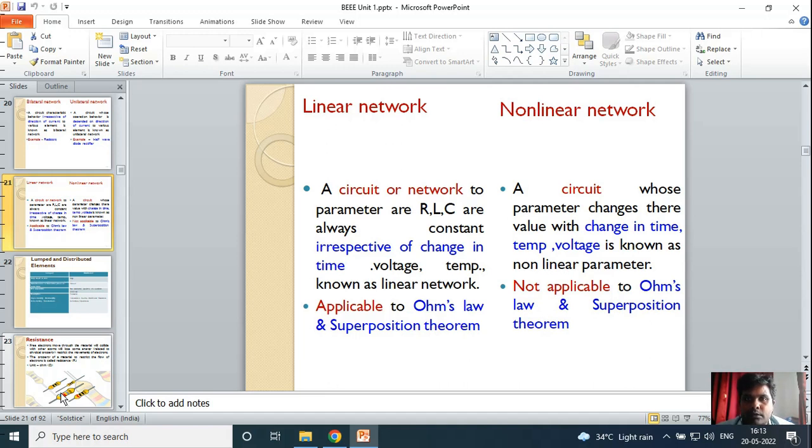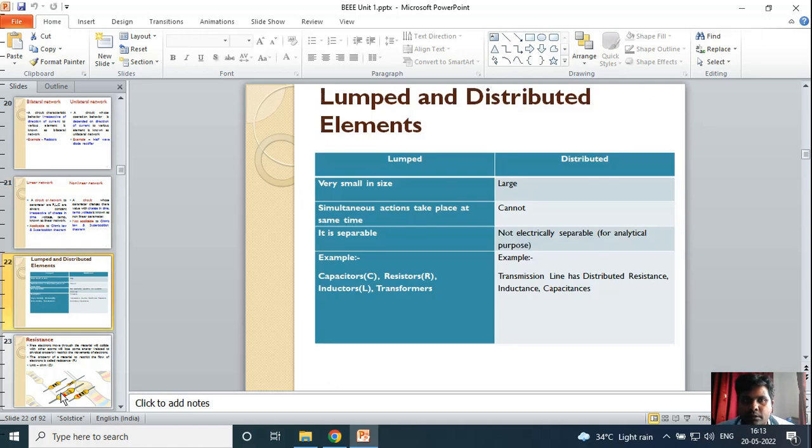Then lumped elements and distributed elements. Lumped elements are very small in size, distributed elements are very big. Lumped elements are separable, whereas distributed elements cannot be separated for analytical purposes. Examples of lumped elements are resistor, capacitor, inductor, transformer. But in a distributed network, transmission lines have distributed resistance, distributed inductance, distributed capacitance. Those are some basic things.